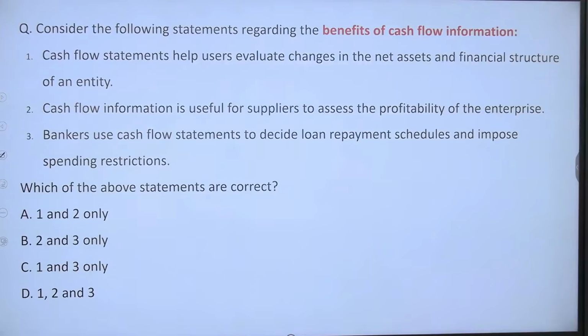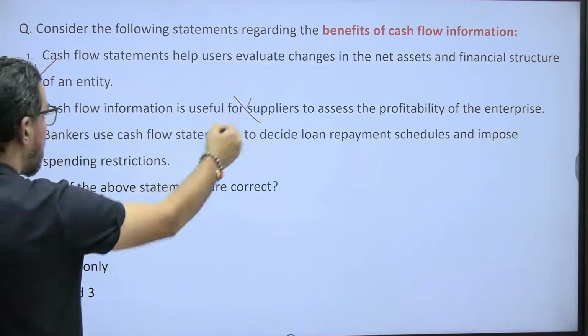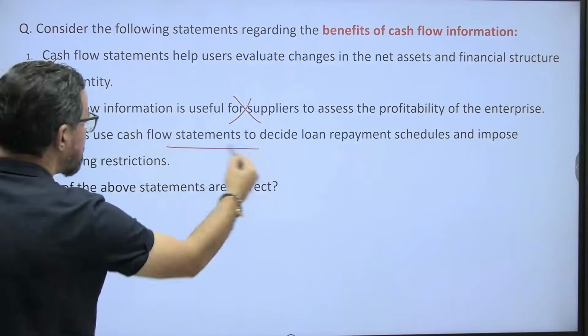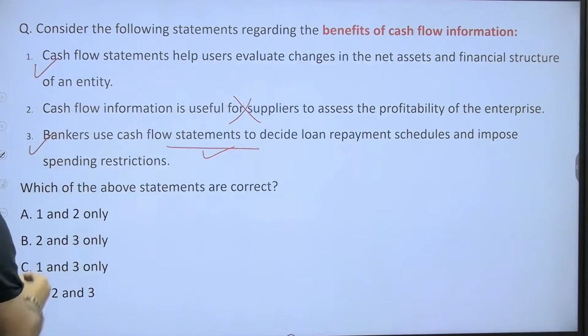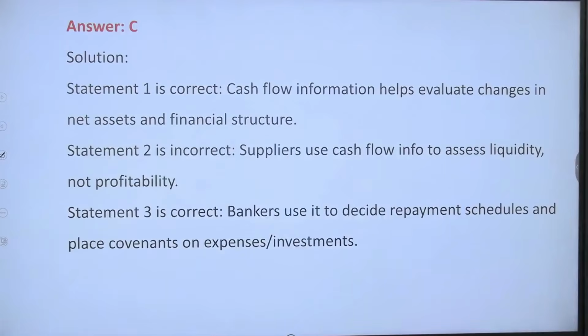Next one. Consider the following statement: benefit of cash flow information. Cash flow statements help user evaluate change in the net assets and financial structure of an entity. Cash flow information is useful for suppliers to assess the profitability. No, for them we need operating cycle. Banker can use cash flow statement. True. So 1 in 3. 1 in 3 means option C will be right answer for this one.